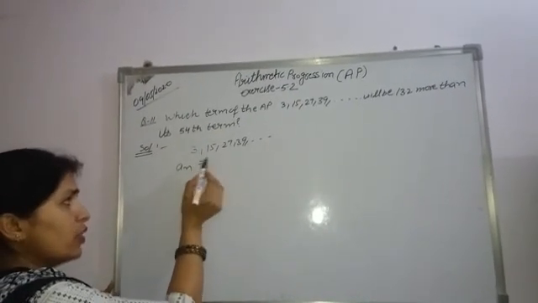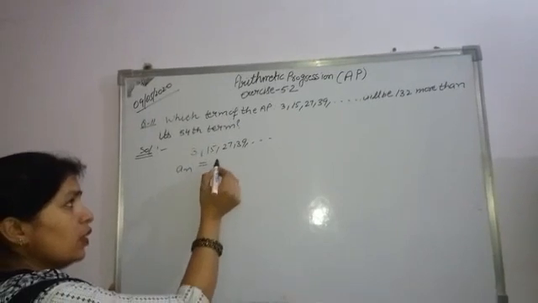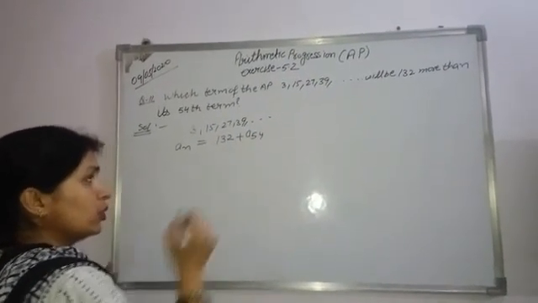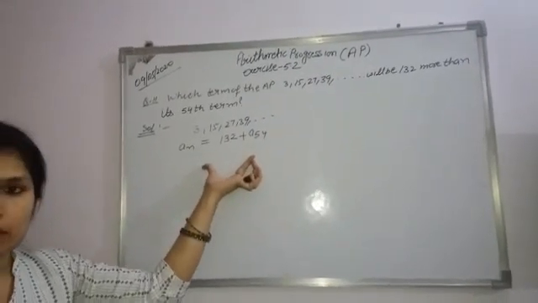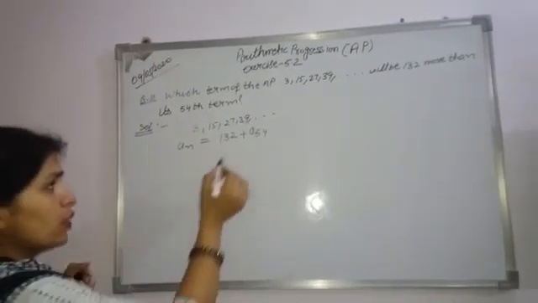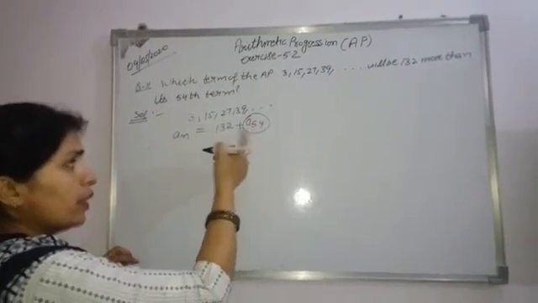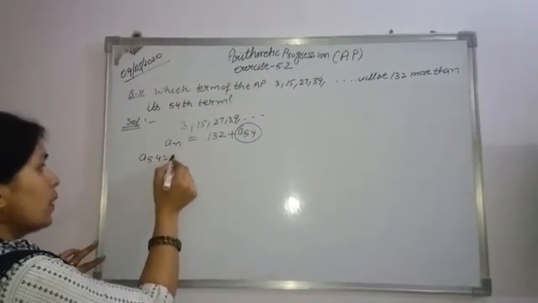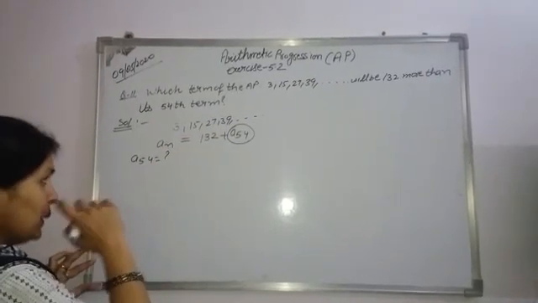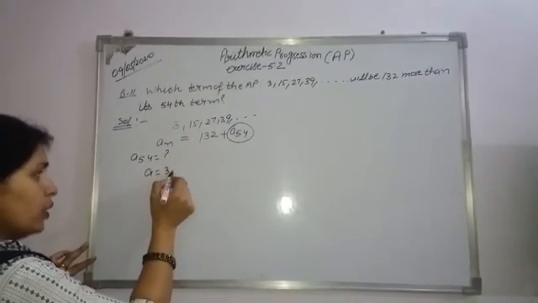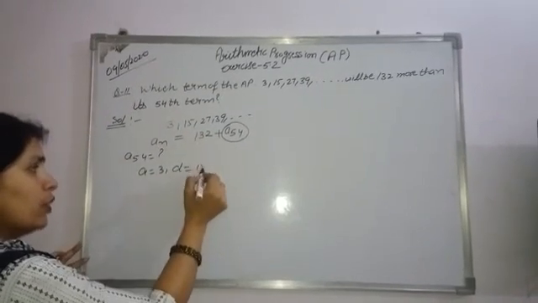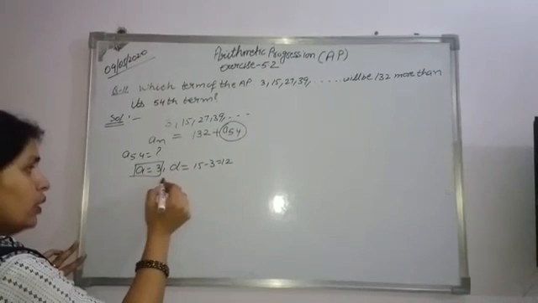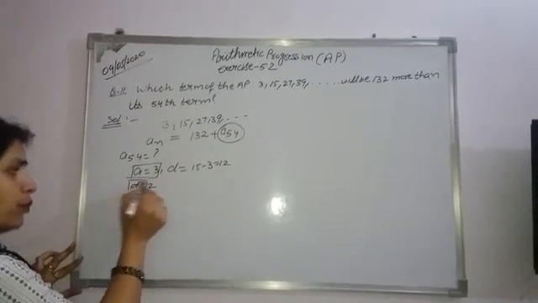Can we write this relation as: nth term is 132 more than its 54th term. So this is the relation, and for this relation, which value is required first? The 54th term. So first we will calculate the 54th term with the help of the given AP. In this AP, A is equal to 3 and D is equal to 15 minus 3, which is 12. So A is 3 and D is 12.